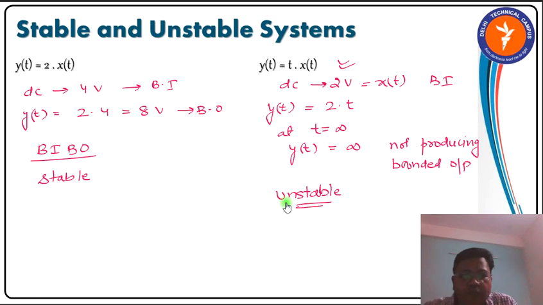Remember, this is a very important criterion while checking whether a given system or designed system is stable or unstable. We will use it in the later lectures, or rather the later units. So that's it for this lecture.